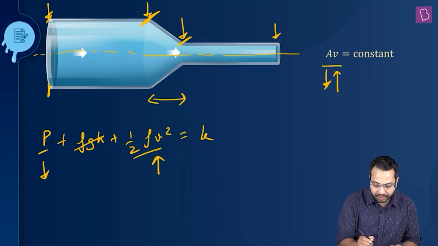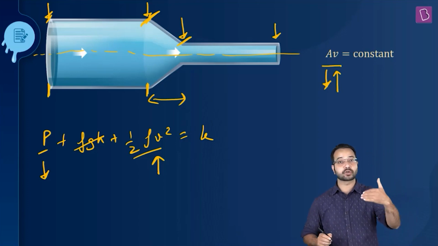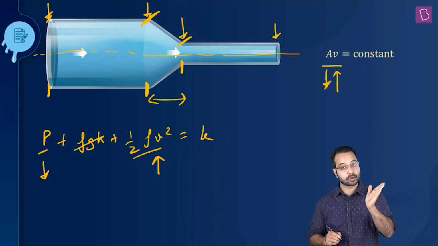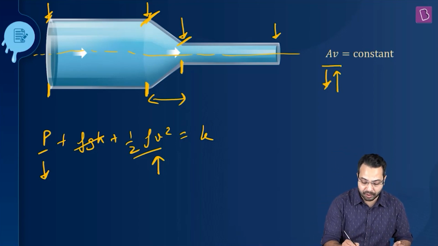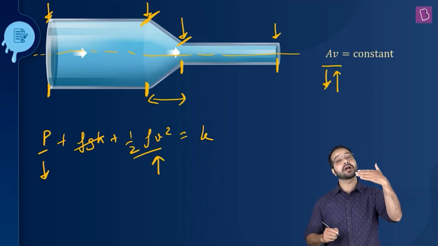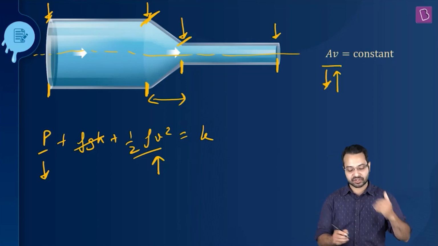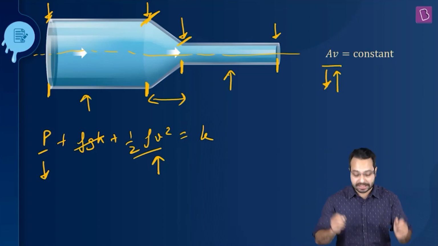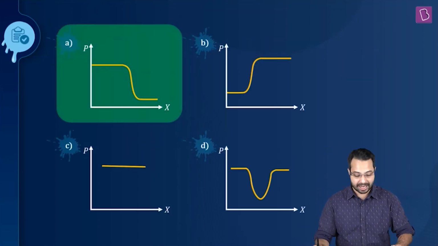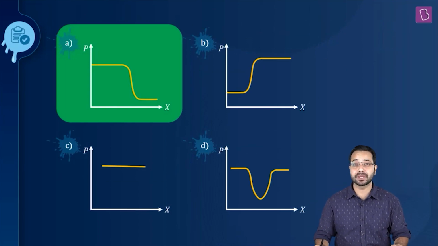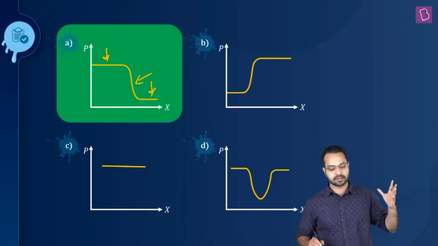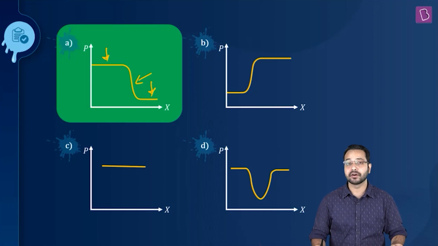So from this point up till this point, the pressure is going to remain constant. Then from this point to this point, the pressure is going to reduce, and then from this point to this point, the pressure is going to become constant again, but the pressure here would be lower than the pressure at this point. Now let's have a look at the options, and pretty clearly option A is going to be the right answer. Pressure constant, pressure decreases, then again becomes constant. That's going to be my right answer.